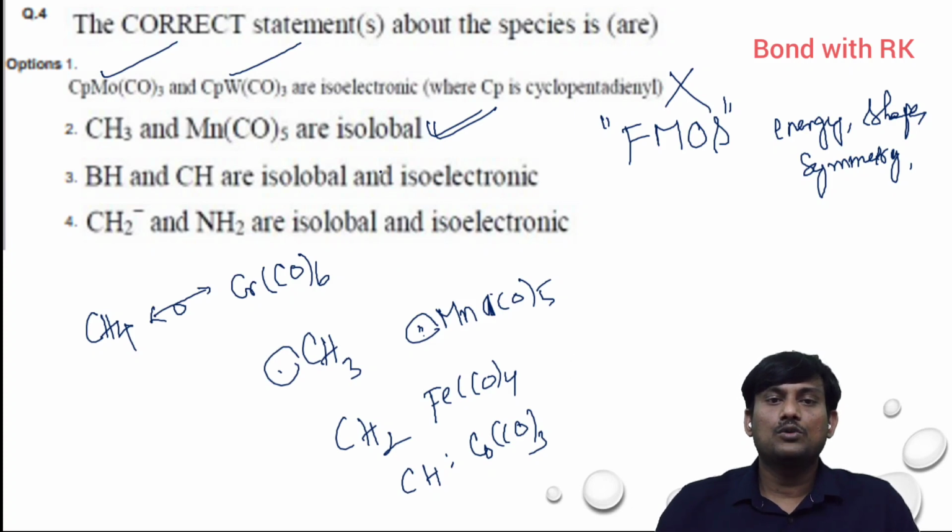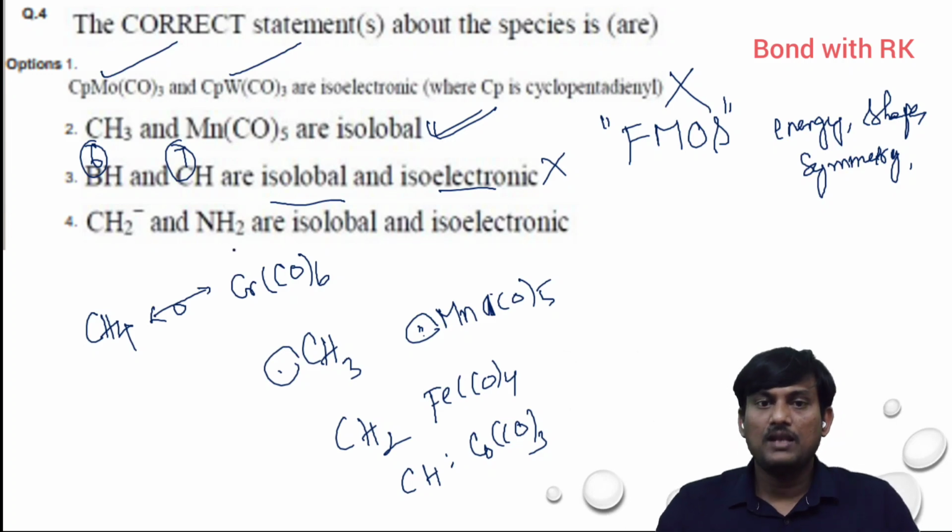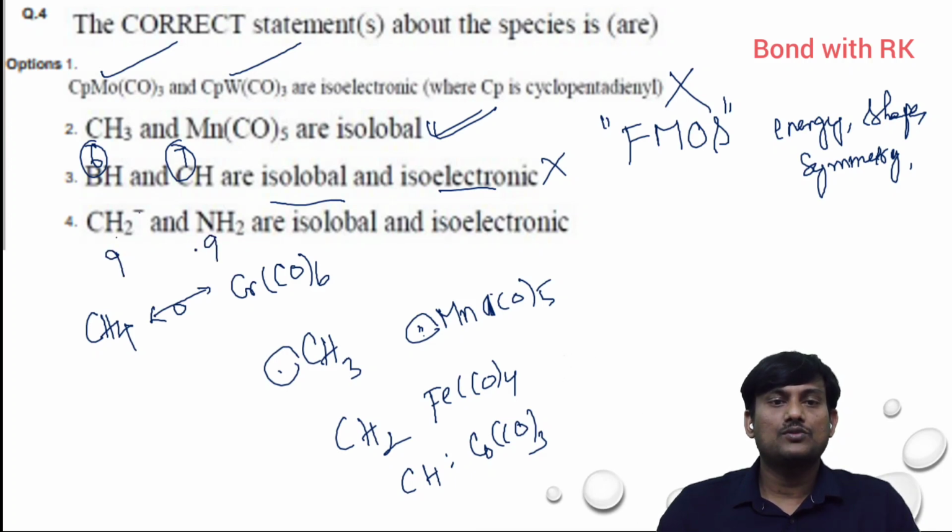BH and CH are isolobal and isoelectronic? BH and CH are not isoelectronic and also not isolobal. Here you have 6 electrons, here you have 7 electrons. These are not isoelectronic and isolobal. And CH2 minus and NH2, these are isolobal and also isoelectronic. Here you have 6 plus 2 plus 1, 9 electrons. Here you have 9 electrons, and also these are isolobal. They have similar FMOs with the same energy, shape, and symmetry.